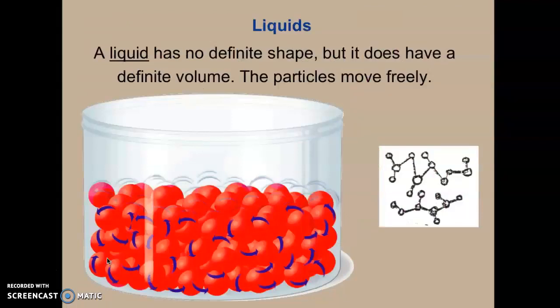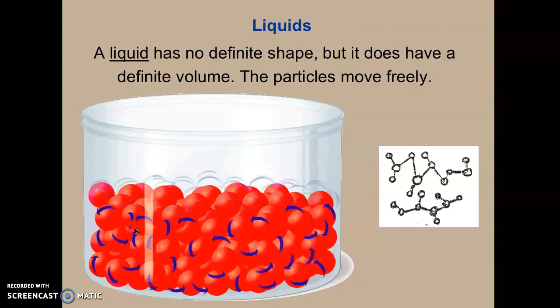Liquid is the next state of matter. So liquid is not going to have a specific shape because it takes the shape of whatever container that it's poured into. But it is going to have a specific volume. So it takes up a specific amount of space. So if you look at the image here, you can see some little lines and some arrows that are around these particles. So this shows that there is movement within the liquid. So these particles are going to be able to move freely. They move around freely and spread out in the container.